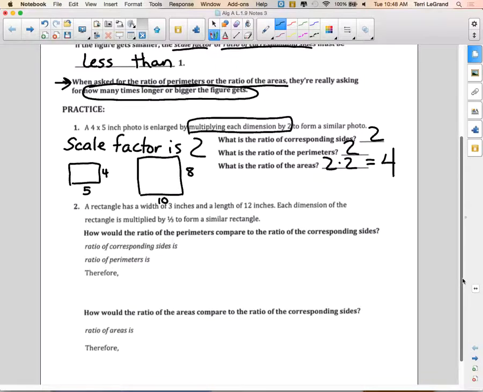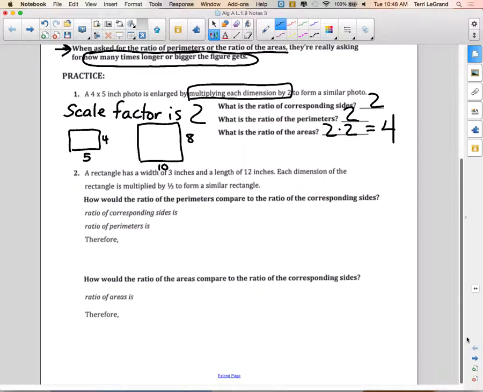Okay, let's go on to number 2 then, where we have a rectangle that has a width of 3 inches and a length of 12 inches. Each dimension of the rectangle is multiplied by 1/3 to form a new rectangle. I'm thinking that it might be kind of nice to have some rectangles here. We got a 3 by 12. Each dimension of the rectangle is multiplied by 1/3. Oh, is that important information right there? Yeah, multiplied by 1/3. What did they just give us? They just gave us the scale factor, didn't they? Okay, that's our scale factor.